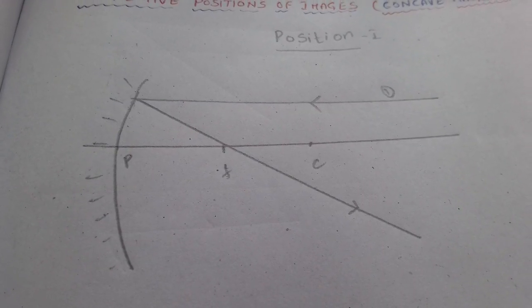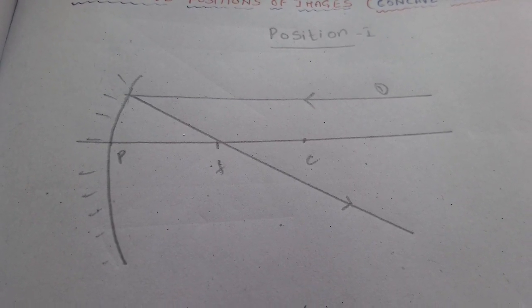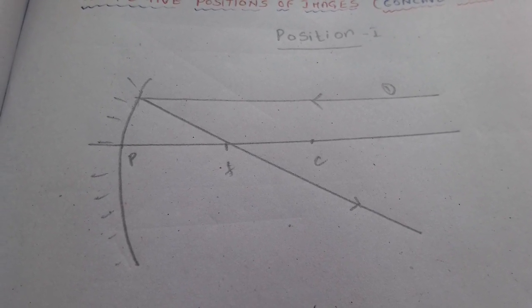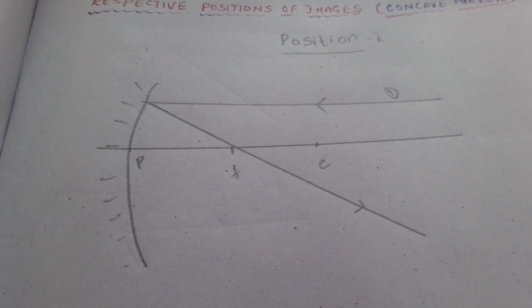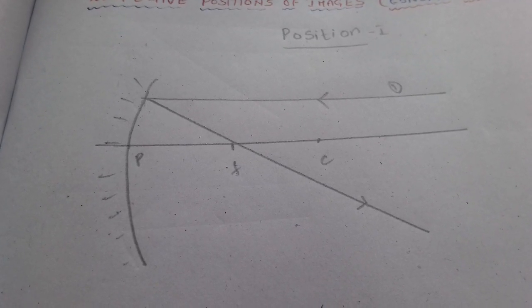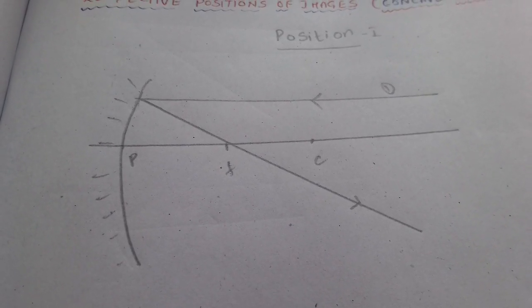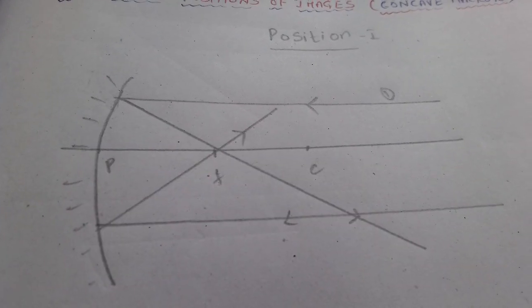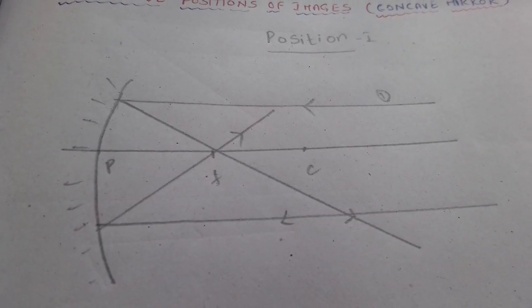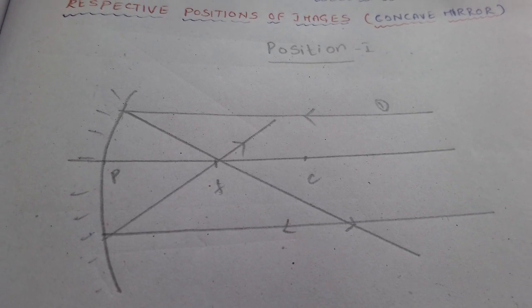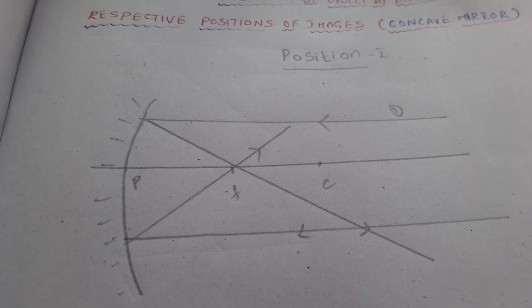In the first position, the light rays are traveling from the object. Object is nothing but any substance which is placed in front of mirror. The light rays coming from the object, traveling parallel to principal axis, reflect through focus. This is according to the first rule. Now let us take some more rays. Here we have taken the second incident ray, which is again traveling parallel to principal axis and reflecting through focus.